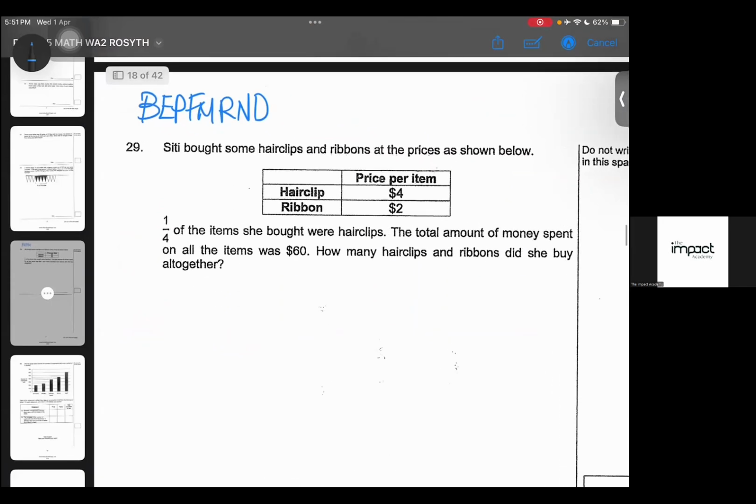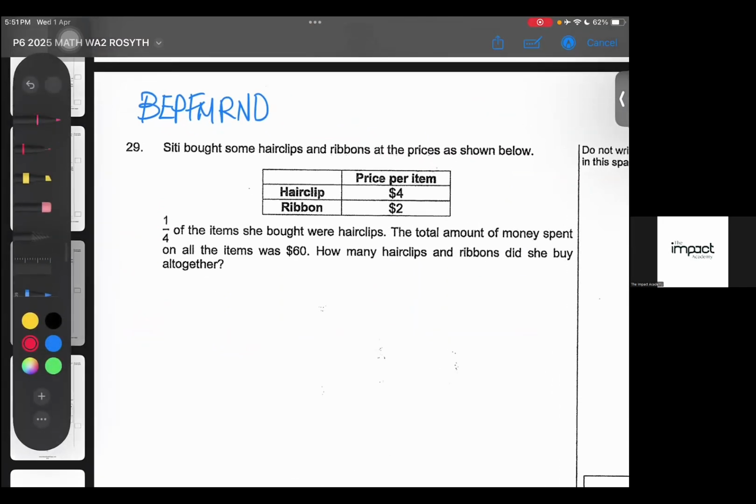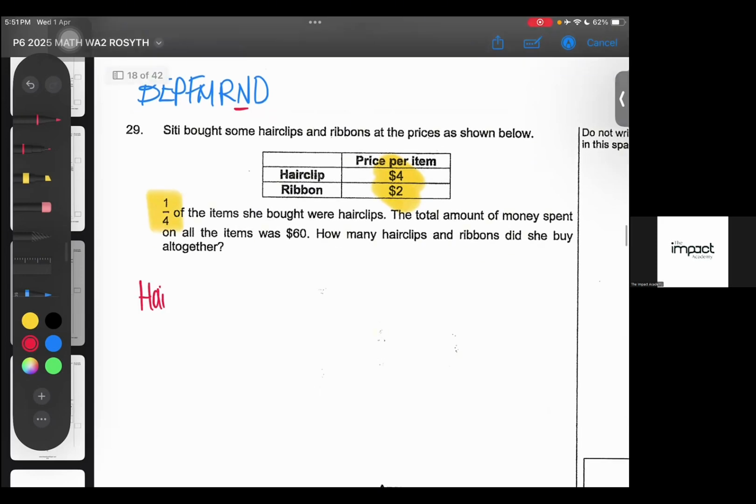Okay, so when I look at a question like that, I know that this is 100% number x value, right? I tell you, very obvious one, because the value means how much, okay? This is the number of items. So we know for hair clip in this situation is 1 unit, 1/4 of the items she bought. So that means for ribbon in this situation has to be 3 units.